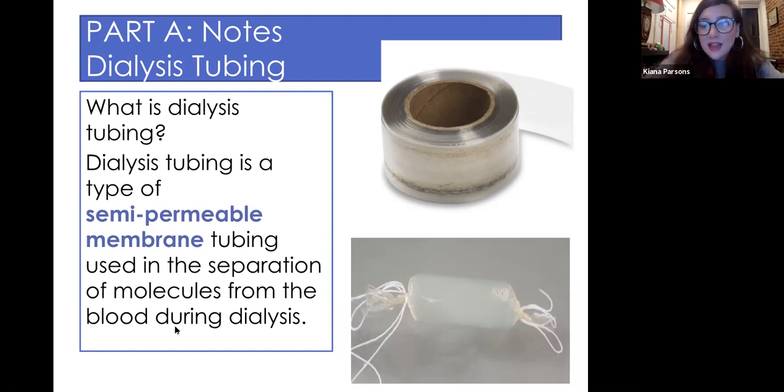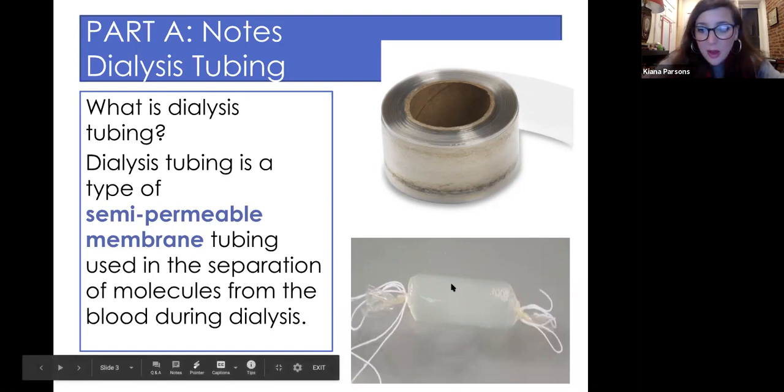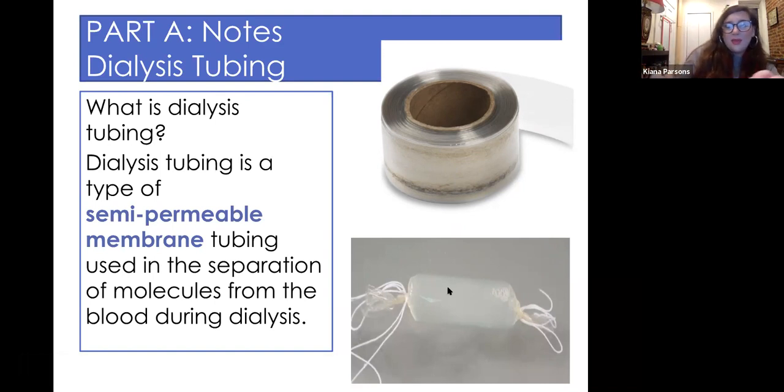And this dialysis tubing is going to make our model cell. The model cell is made out of plastic. You'll see it, and that plastic is this dialysis tubing. But it's not just regular plastic, it is made out of a material that is similar to the cell membrane.